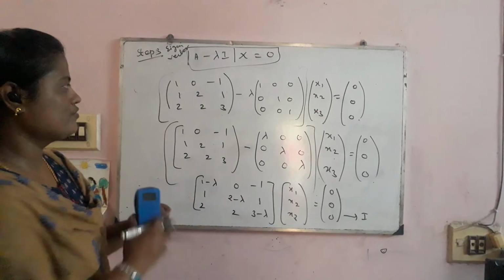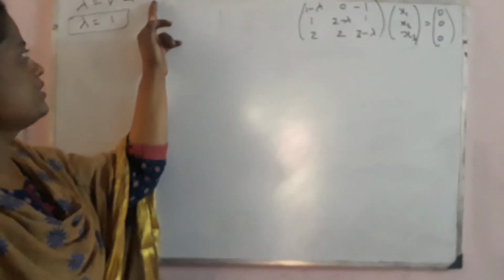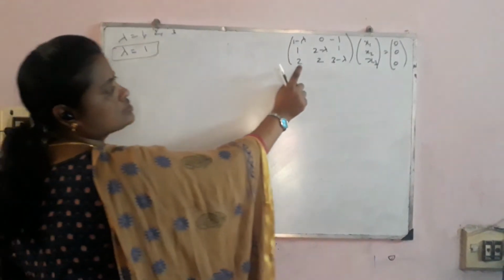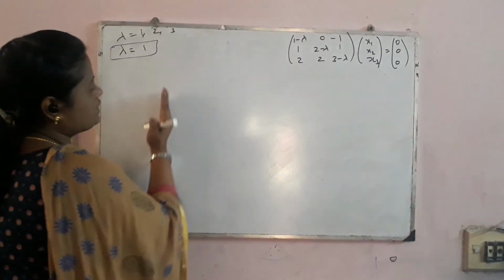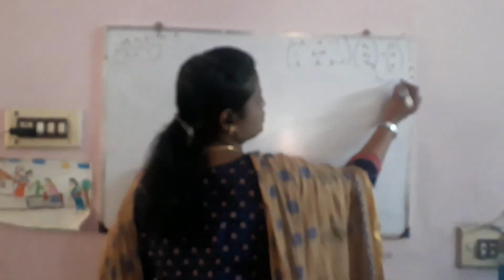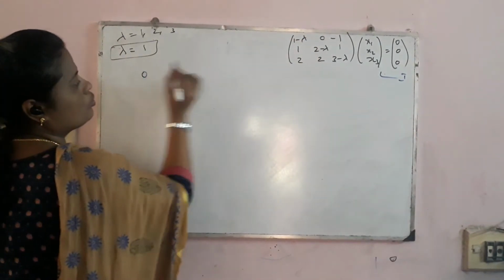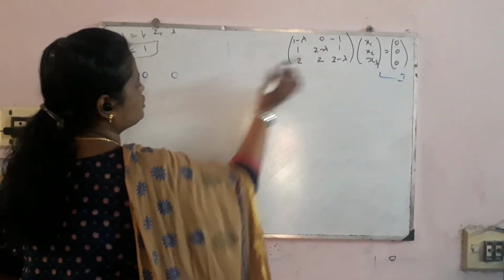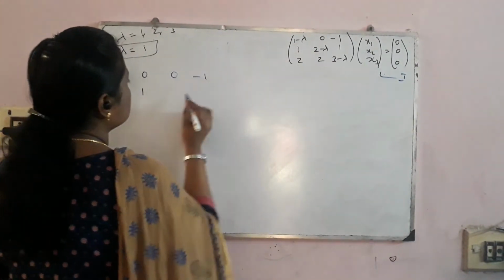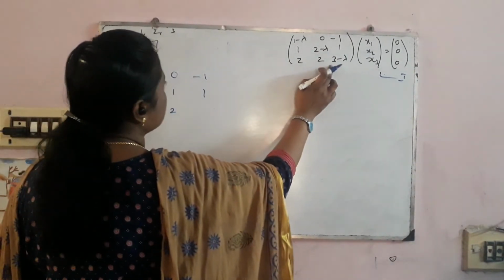Now the eigenvalues are lambda is equal to 1, 2, 3. Next, take lambda is equal to 1 and substitute in this equation, and you will get 3 equations. Substituting lambda is equal to 1 in equation 1: 1 minus 1 is 0, next 0, next -1. Next 1, 2 minus 1 is 1, 1. Then 2, 2, and 3 minus 1 is 2.